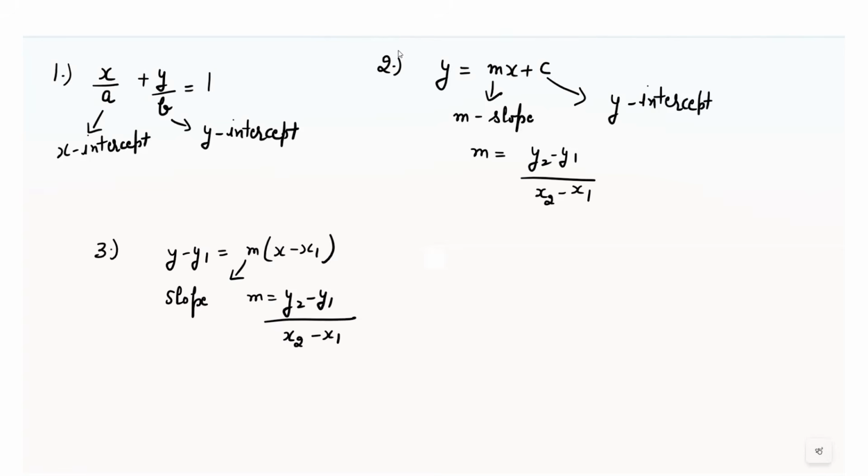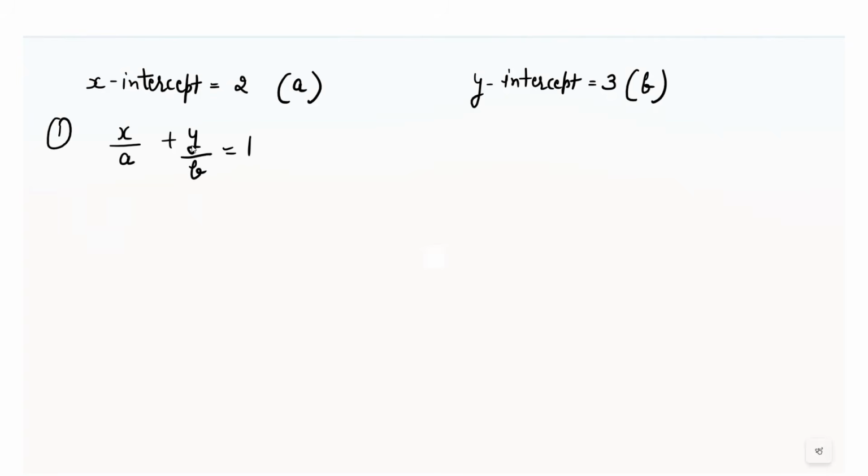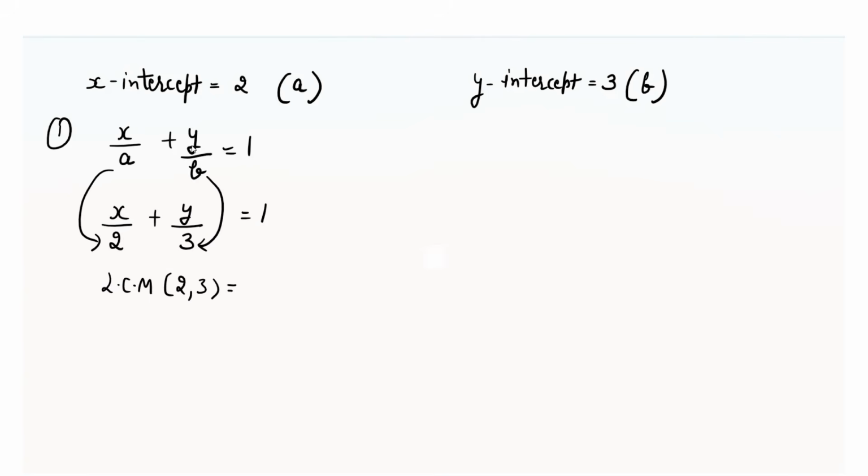Now let's understand how we can use all these three formulas to calculate the equation of a line. In this question, the value of a, that is the x-intercept, is equal to 2. The value of b, which is the y-intercept, is equal to 3. We have to substitute the values of a and b in the formula. So x over 2, since a is 2, plus y over 3, since b is 3, is equal to 1. Now we have to find the LCM. The LCM of 2 and 3 is equal to 6.